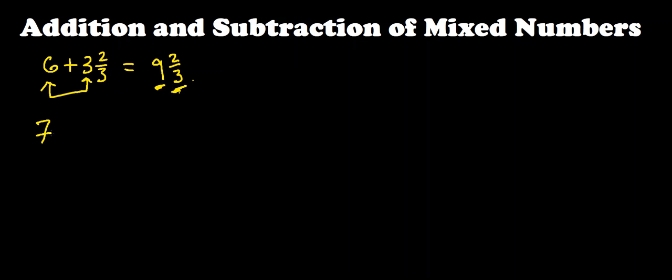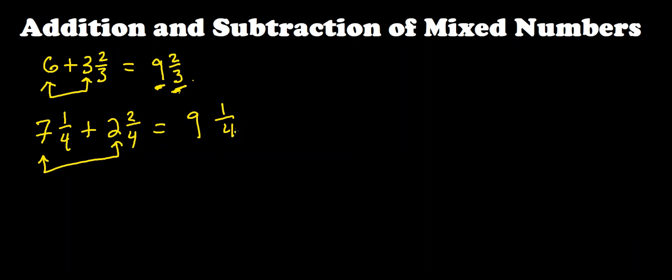So let's say we had 7 and 1 over 4 plus 2 and 2 over 4. In this problem, we do the same thing. We first add the whole number components. So 7 plus 2 is 9. And then we have to add the fraction. So 1 over 4 plus 2 over 4.